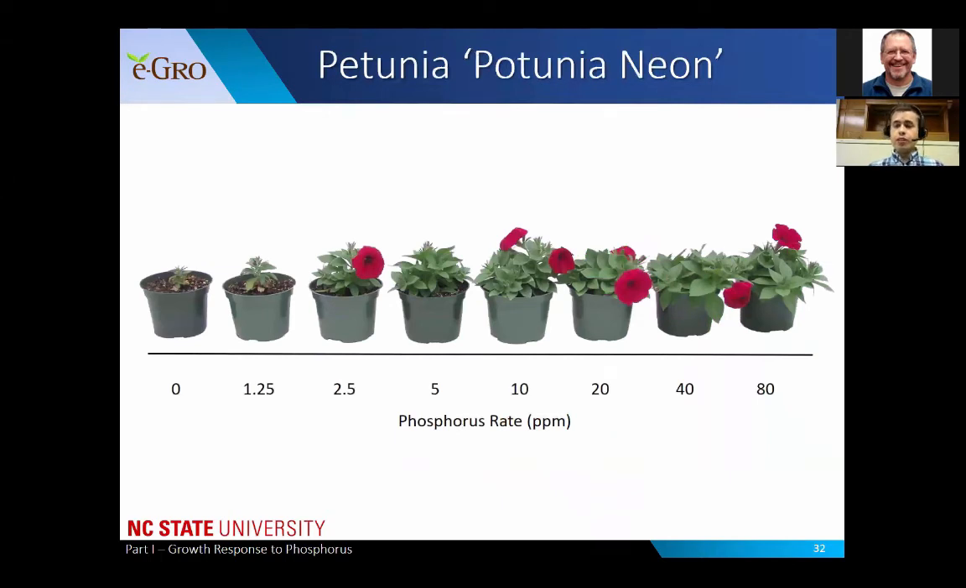So now moving on, I just wanted to show you the results from a number of our different studies. Here is Petunia, Potunia neon, and you can see that it also followed a fairly similar trend where plants that were grown without phosphorus or with very low rates of phosphorus were extremely stunted, and it wasn't until about 10 parts per million that you saw no significant increase in growth. And the plants that were grown with 10, 20, 40, and 80 parts per million were all fairly similar in size. And so after running the quadratic regression on this data, we found that the optimal phosphorus rate was, again, 9 parts per million.